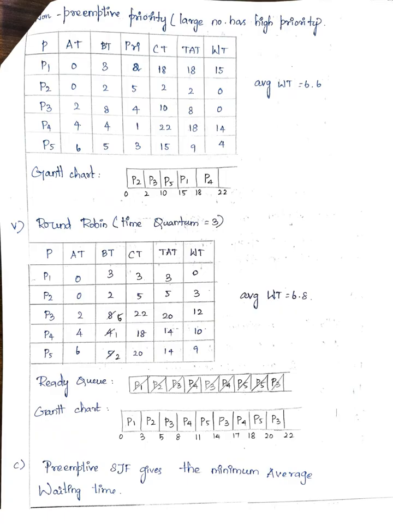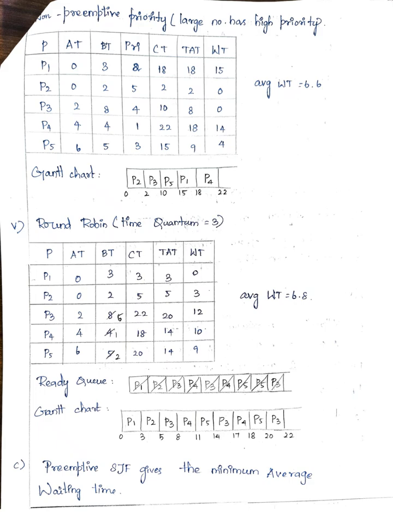Then P3 will run for 3 units, with 5 remaining. Then P4 runs 3 units, with 1 remaining. Then P5 runs 3 units, with 2 remaining. Again P3 will come, run 3 units, with 2 remaining. Again P4 1 unit, P5 2 units, and again P3 2 units. Like that it will go.